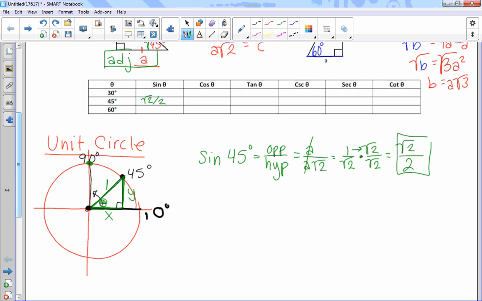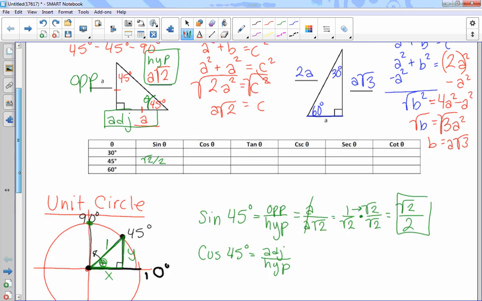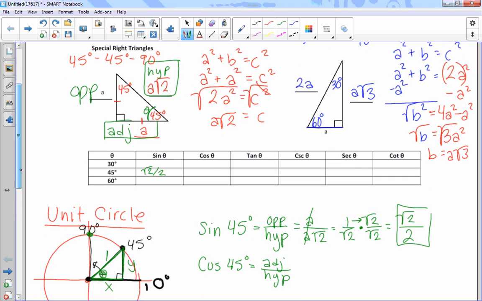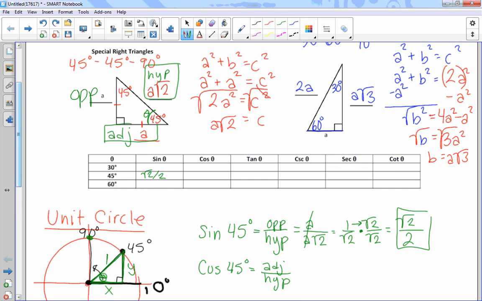Okay, now we're going to do the same thing with cosine of 45 degrees. What's the phrase for cosine? CAH. So CAH to what? Adjacent over hypotenuse. So if we look at our special right triangle, we need adjacent over hypotenuse. Sadie, what's the adjacent side of the 45, 45, 90 triangle? How long is the adjacent?